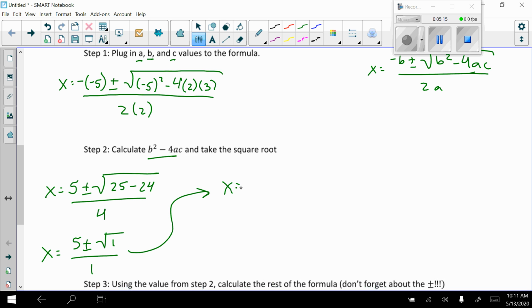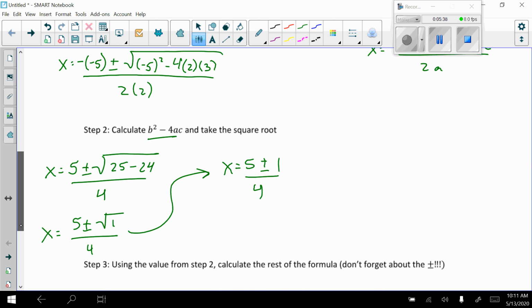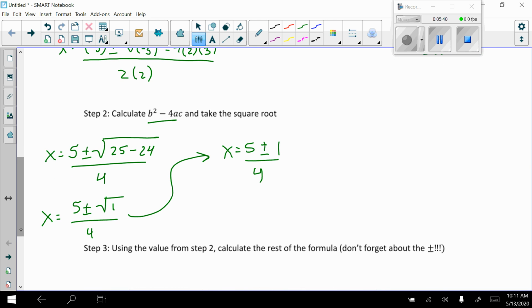So x equals 5 plus or minus, well, the square root of 1 is just 1. A square root is just something that if you multiply it by itself, you get this number, and clearly that's just 1. And then I have 4 down here on the bottom. Okay, so this is where I'm at this point. All I've done is just calculate one thing at a time, going step by step, little by little. Okay, you don't have to do it all at once.